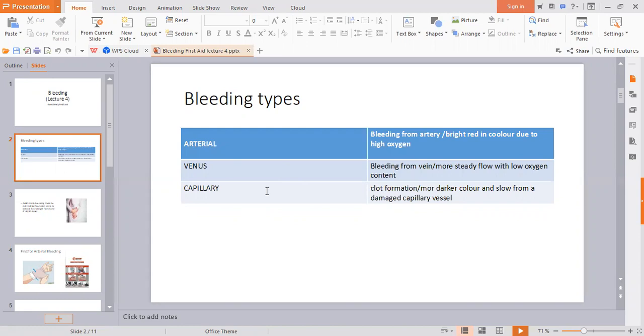And there are not many types of emergency measures for capillary bleeding. We can heal it with normal first aid, like taping the area of the blood flow, and you can heal the wound after some time, because the blood flow is very slow from a damaged capillary vessel.